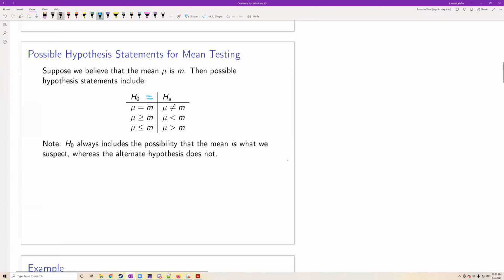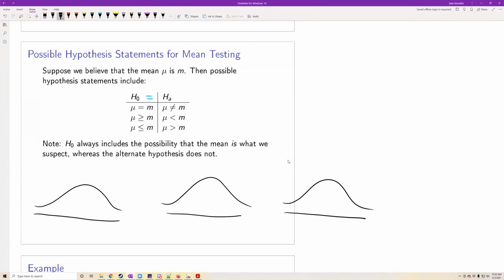Each of these three would look a little bit different when we're creating a graph. So let's go ahead and set up the three equations. The mean is equal to some number. The mean is greater than or equal to some number. And then the mean is less than or equal to some number. Always in the graph, that number would go in the middle.